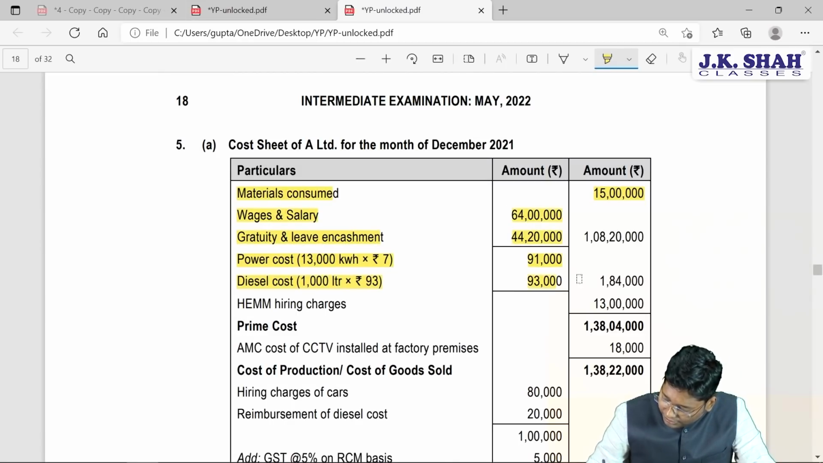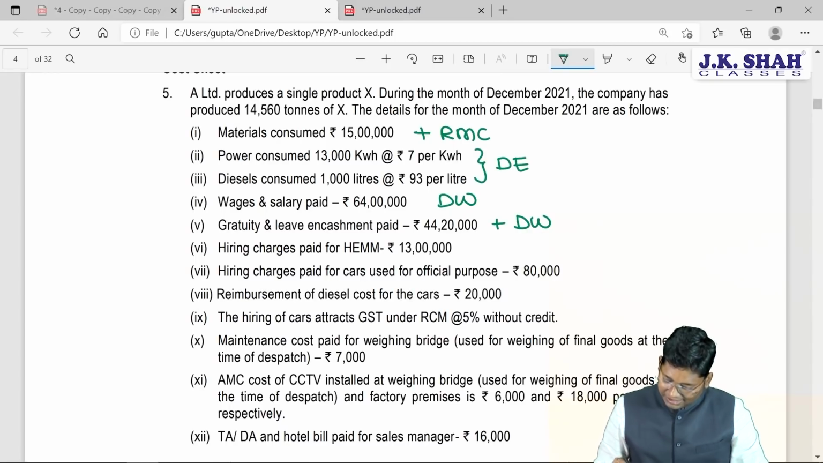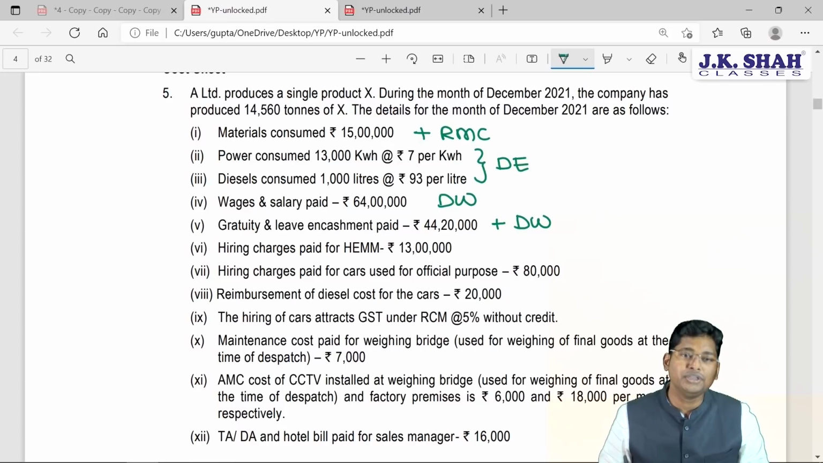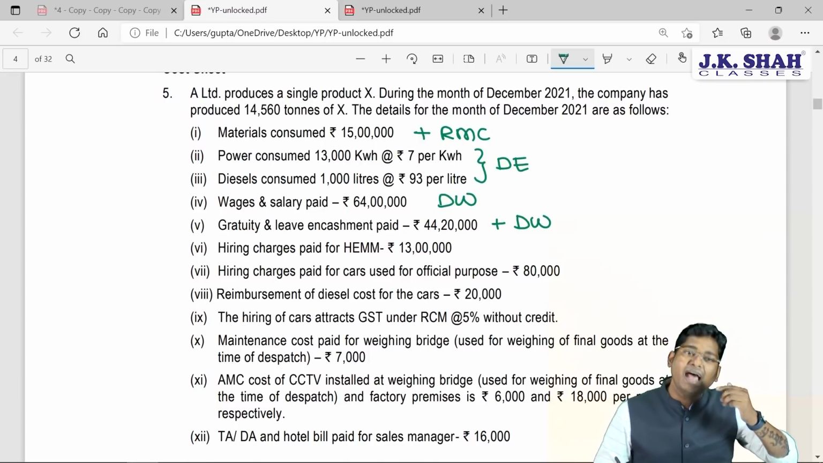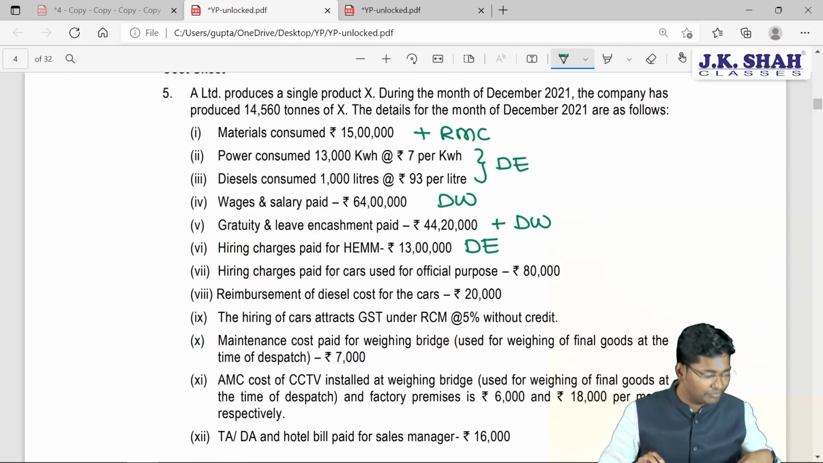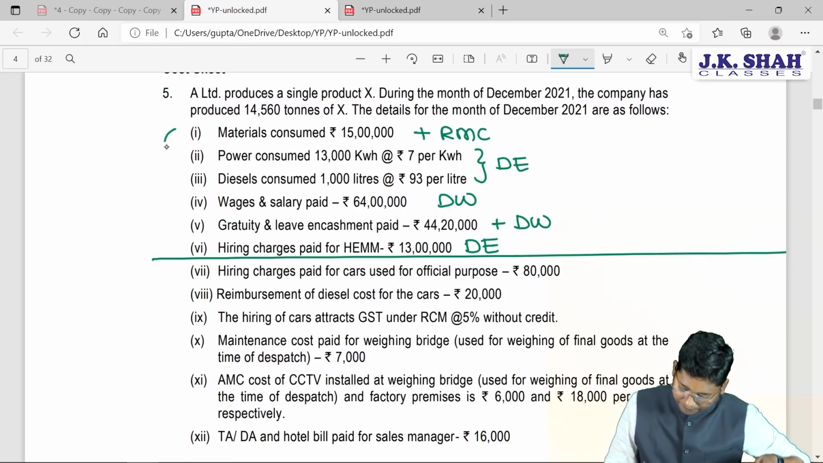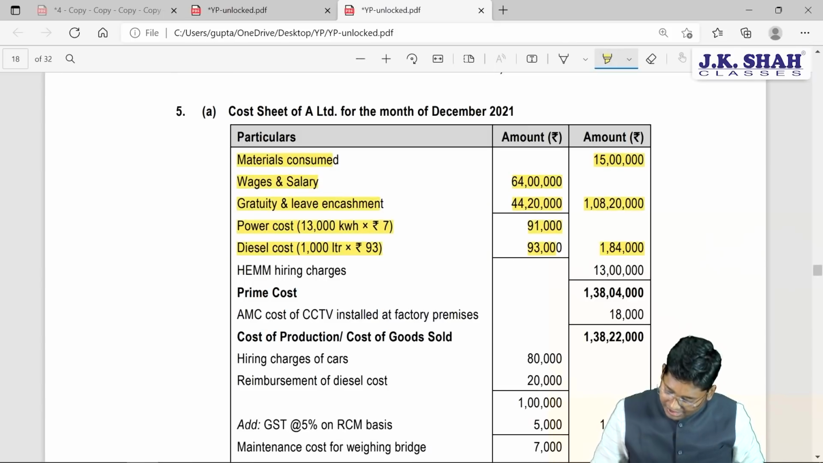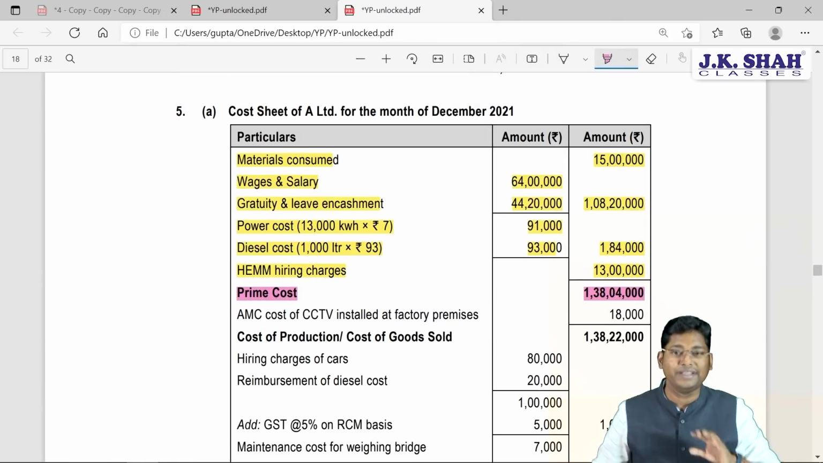Before taking the total, they have recorded one more expense: hiring charges paid for HEMM, heavy earth moving machine. The heavy earth moving machine you have taken on hire, and the hire charges you are paying are 13 lakh, and hire charges are always direct expenses for us. Till this particular point, all the items covered are generally recorded under the heading of direct cost. So the total of all these elements will give you prime cost, and prime cost is computed and given in your solution. So it is very simple.